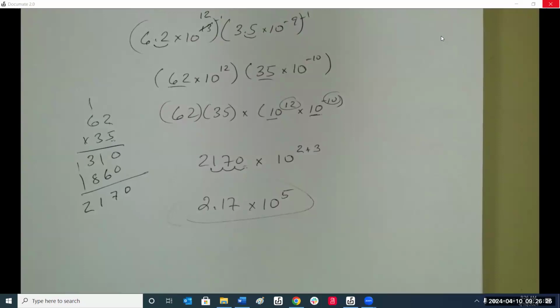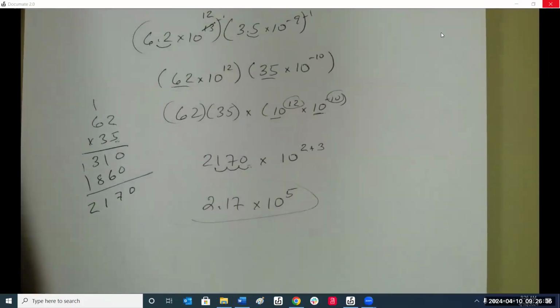I know I went through it pretty quickly, but we'll do these two types of equations again. Scientific notation takes very big numbers and very small numbers and makes them manageable so that we can deal with them in mathematics.